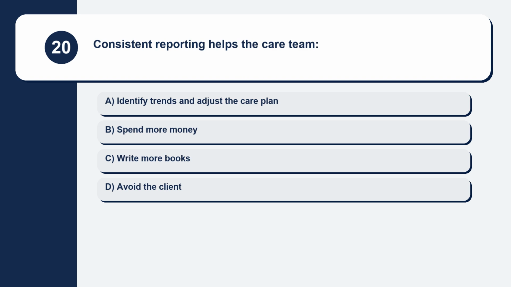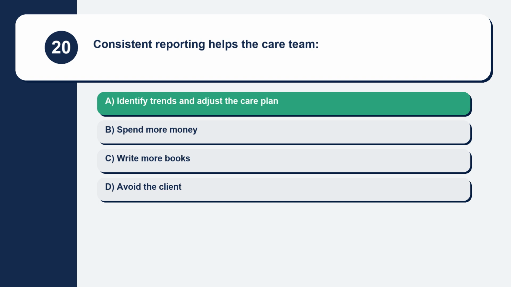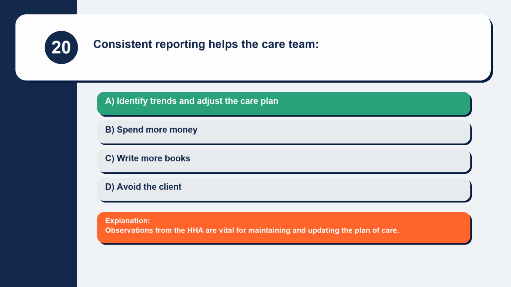Question 20. Consistent reporting helps the care team identify trends and adjust the care plan. Spend more money. Write more books. Avoid the client. Observations from the HHA are vital for maintaining and updating the plan of care.